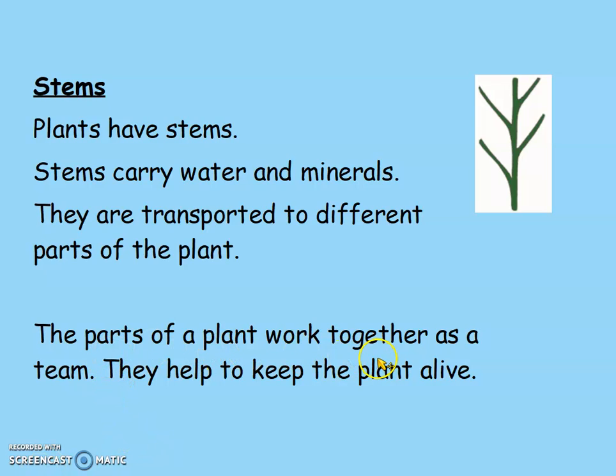These sentences at the end tell you why it's important that the plants have all their different parts, because they work together as a team, a little bit like we do in school. But they work together to keep the plant alive. You couldn't have a plant without roots, without the stem, and without the leaves, because of all the different jobs that they do, which we have read about.